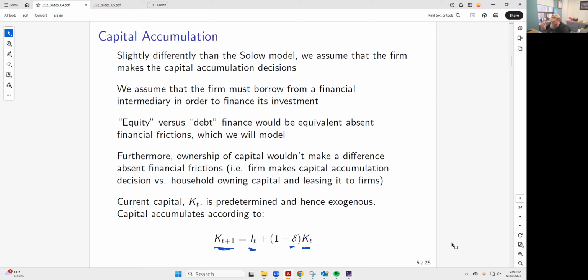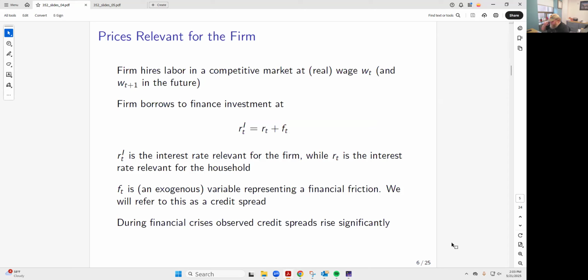So again, the idea here is that firms make investments in capital, and that the amount of capital accumulation they experience is going to be a function of their level of investment. So how much are they investing in capital? And then how much of their existing capital stock gets depreciated out prior to the next time period.